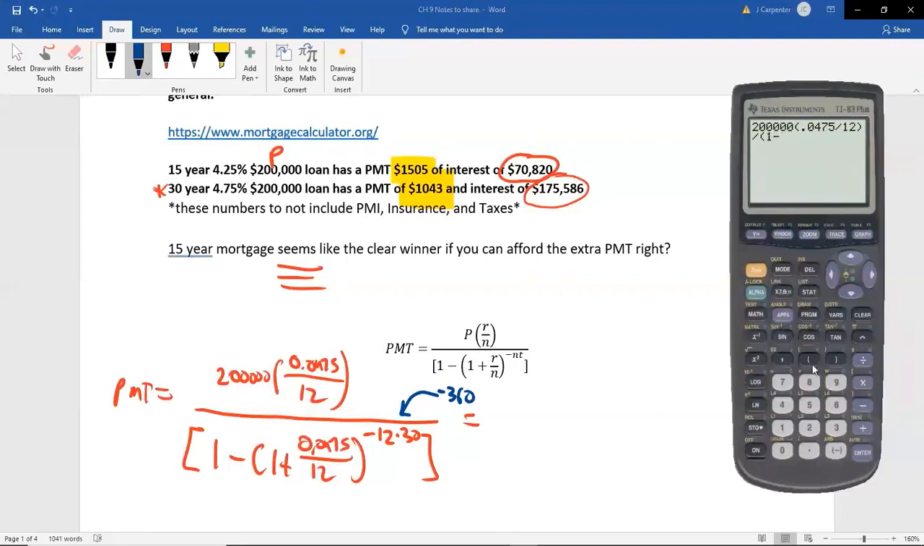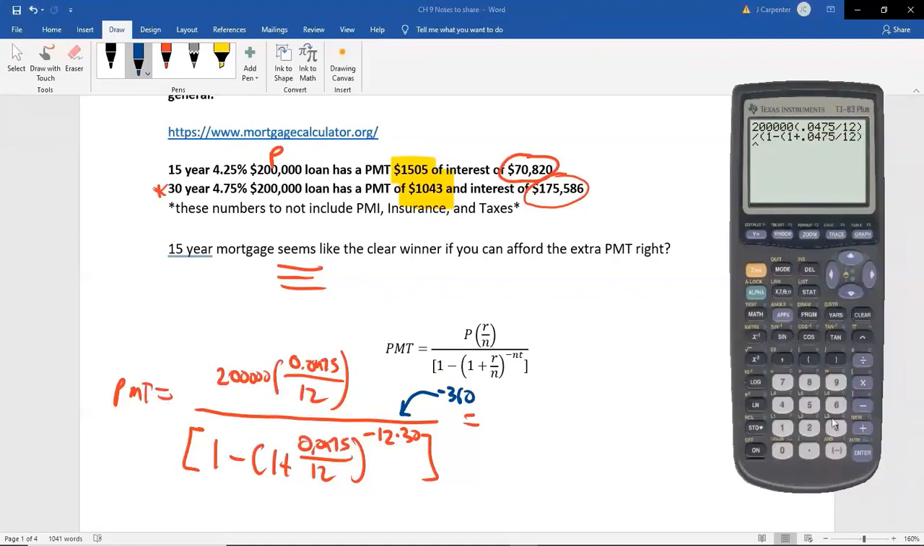1 minus parentheses. Mr. Beckner, where are you getting all this? I'm literally just reading this. Just use your eyes, type it, one piece at a time. All right, parentheses, then 1 plus the 0.0475 divided by 12. We close the parentheses.